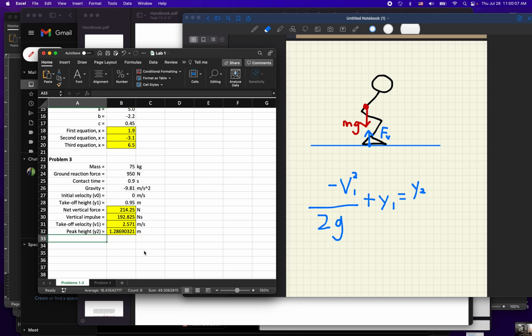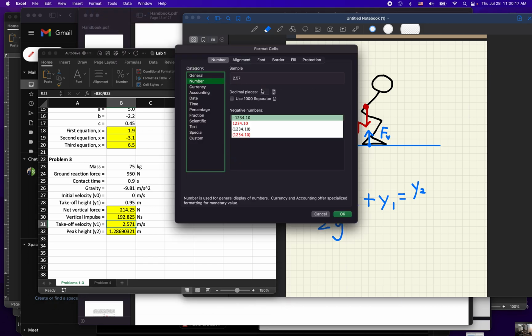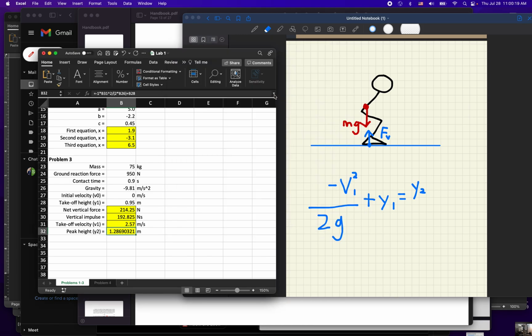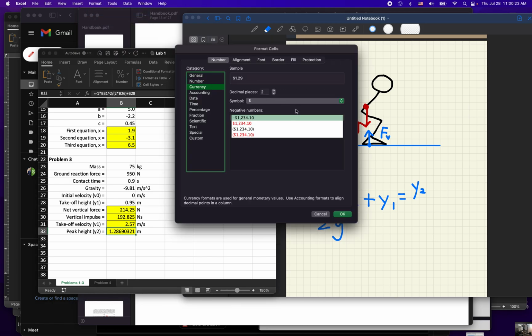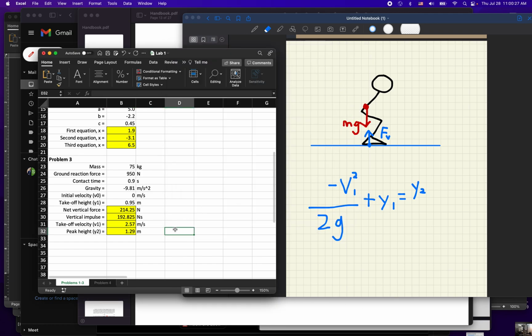Okay, last but not least, let's change our significant digits here. We dealt with velocity, and let's make that 1. Yeah, let's leave it 2. 2 is fine here. And we dealt with height, and let's also leave that with 2. And there we go.